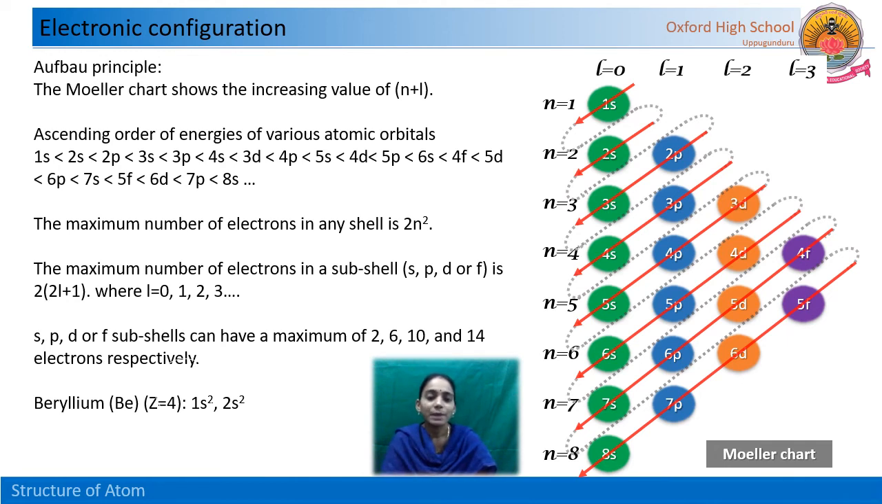For example, the beryllium atom has atomic number 4, so how many electrons are there here? 4 electrons are there. So how to fill and how to write the electronic configuration? First, by n plus L value, we have to fill the 1s orbital. So we write 1s, and what is the maximum number of electrons in the s orbital? It is 2. So 1s2, with 2 written in the superscript.